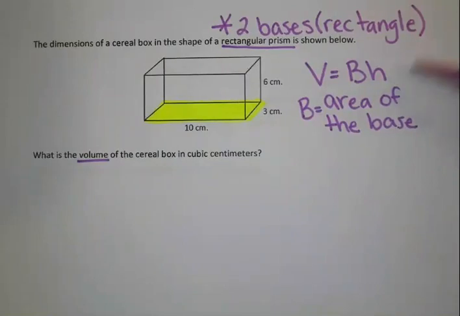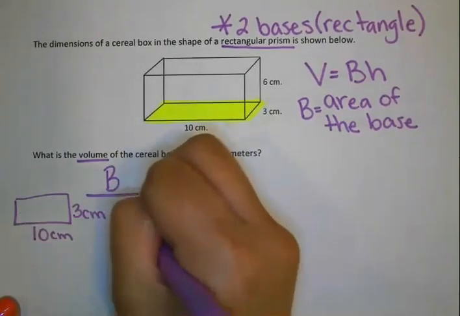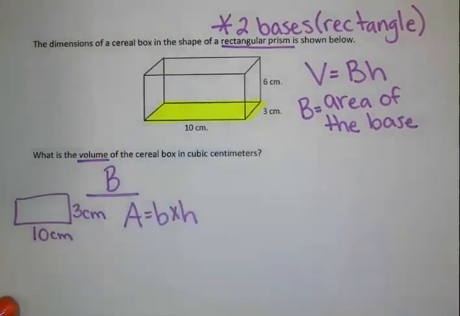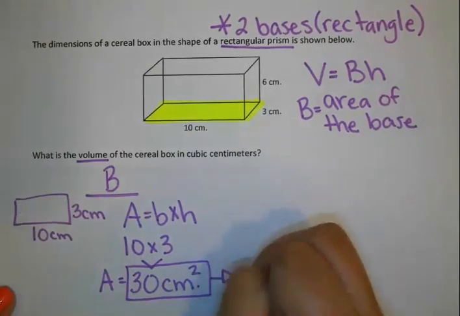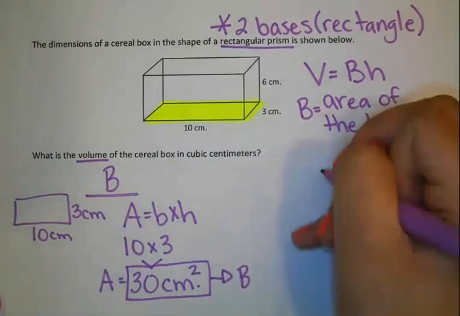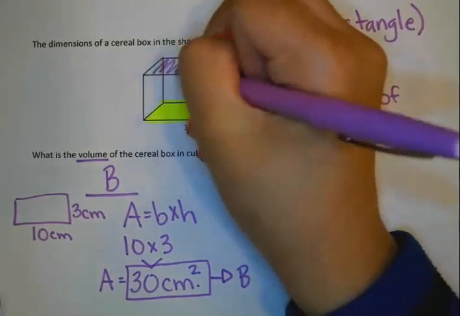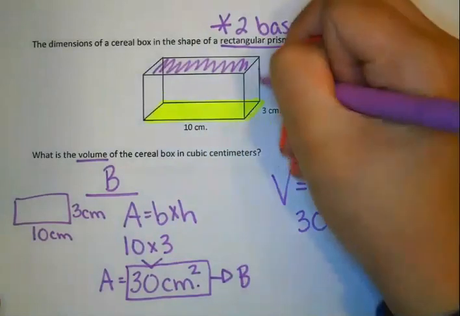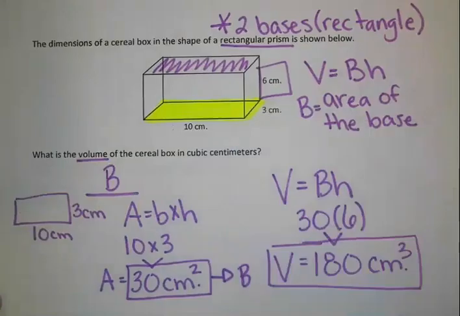I'm going to take out the rectangle, and the area of a rectangle is base times height. The area is 30 centimeters squared, which also represents big B in our volume formula. So let's go ahead and substitute that value in. Now our height, like I said, is going to be in between the two bases. So our height here will be 6. After we've multiplied, we get 180 centimeters cubed for the volume of this rectangular prism. Now we're going to head to our last example.